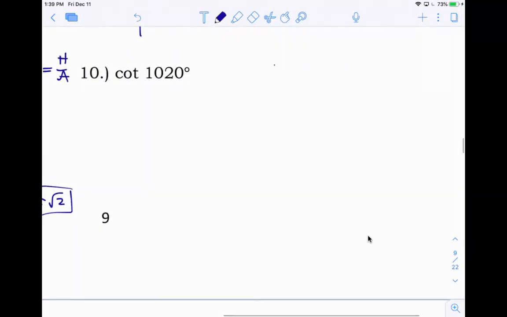Last one. Recommend you try it on your own. See what you come up with. I'll give you 5 seconds to pause the video. All right, hopefully you paused it.